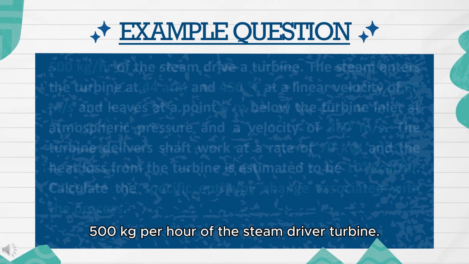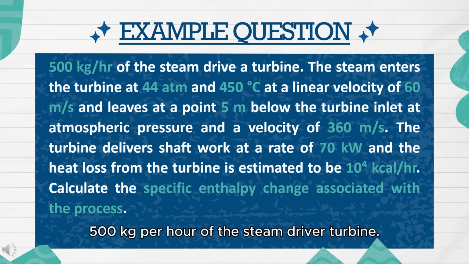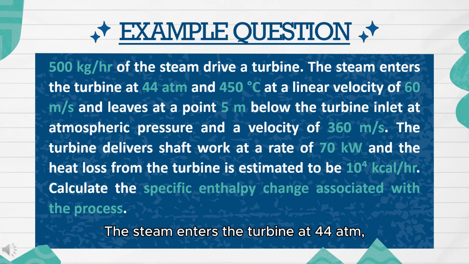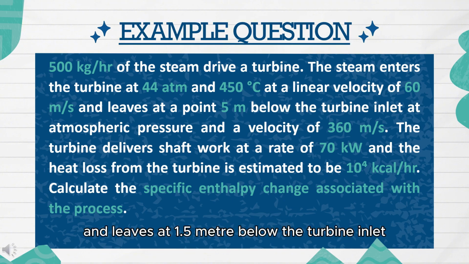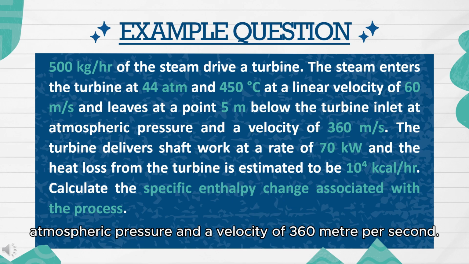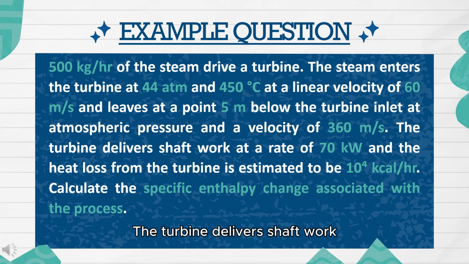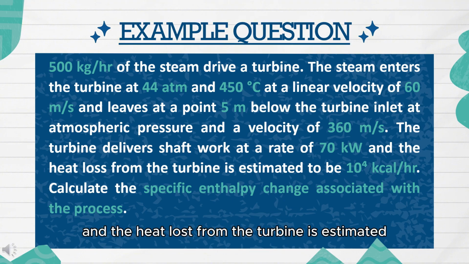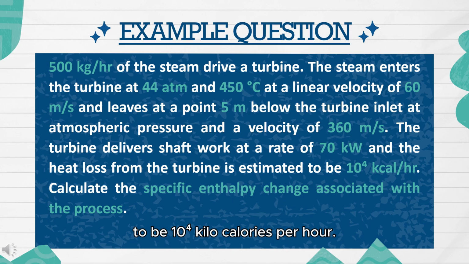Example question. 500 kg per hour of steam drives a turbine. The steam enters the turbine at 44 atm and 450 degrees Celsius at a linear velocity of 60 meters per second and leaves at 0.5 meters below the turbine inlet, at atmospheric pressure and a velocity of 360 meters per second. The turbine delivers shaft work at a rate of 70 kilowatts, and the heat lost from the turbine is estimated to be 10 to the power of 4 kilocalories per hour. Calculate the specific enthalpy change associated with the process.